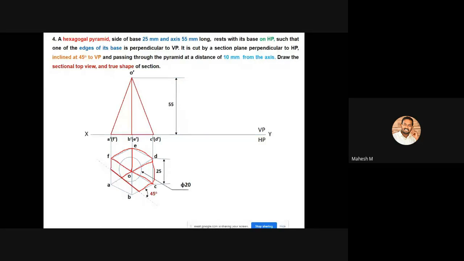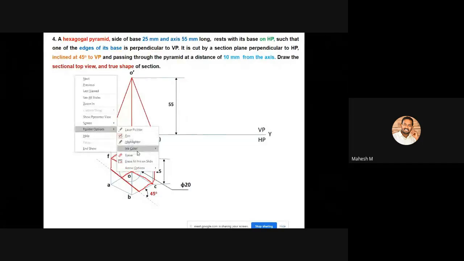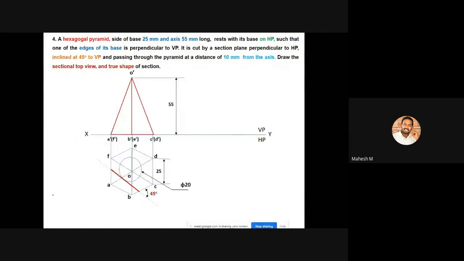So roll number 40. Yes, sir. So how many cutting points come in this problem? Please look at your top view, because in top view itself we are having the sectional plane. So how many cutting points come? Sir, 4. 4 cutting points. Okay, where? In which lines are they cut?